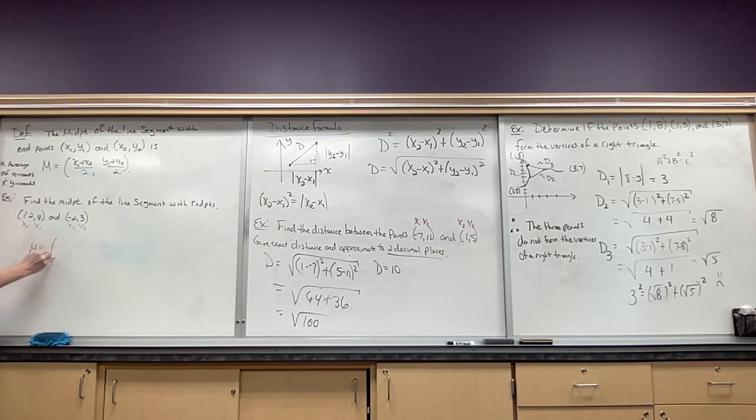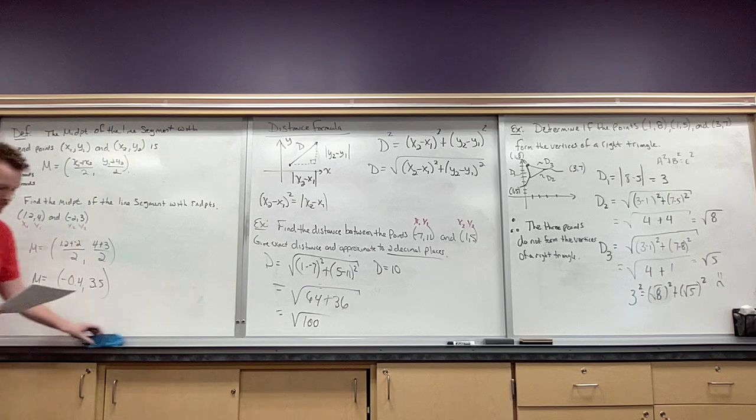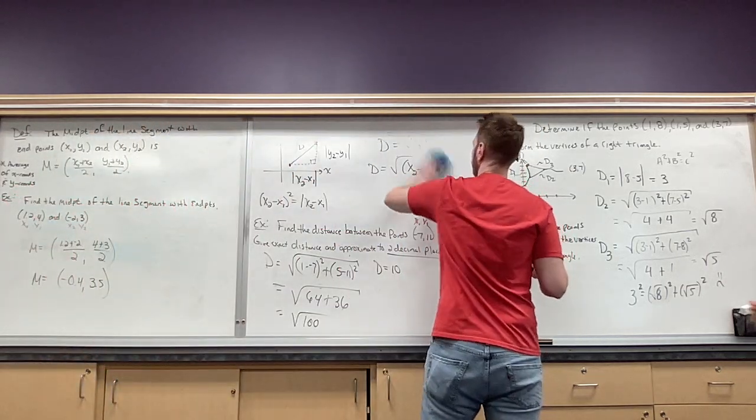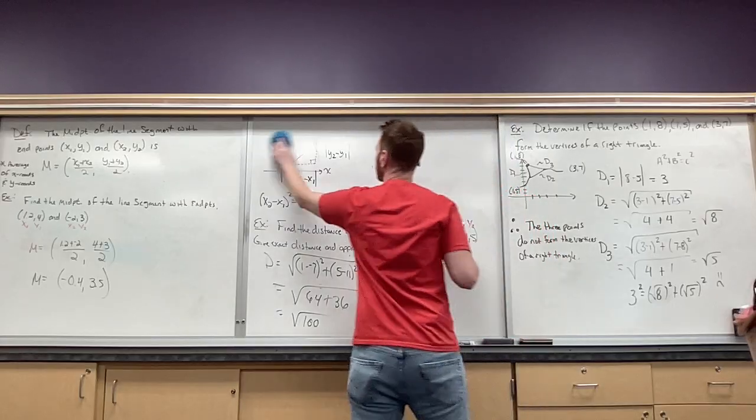So midpoint is going to be 1.2 plus negative 2. Then we'll take half. And then the y is 4 plus 3 over 2 and take half. Right? So the first one's gonna give me a negative 0.4, and the other guy will give me a 3.5. Not too bad, right? So that was geometry.